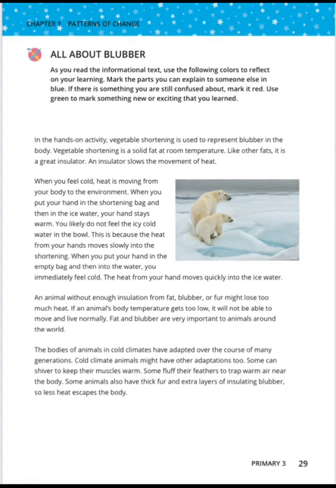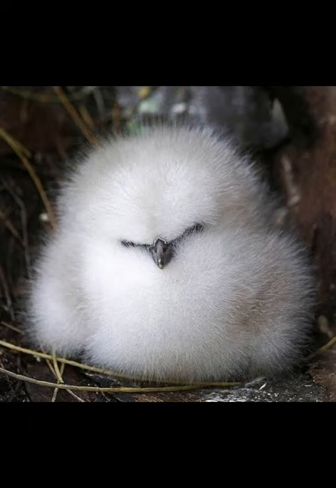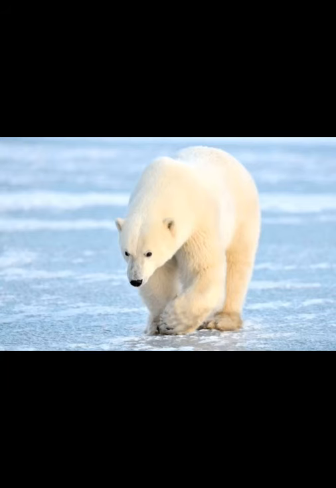Some can shiver to keep their muscles warm. Some fluff their feathers to trap warm air near the body. Some animals also have thick fur and extra layers of insulating blubber so less heat escapes the body. So there are many ways animals can adapt to cold environments. Animals can shiver to keep their body warm. They can fluff their fur, or they can have thick fur and layers of blubber like the polar bear.